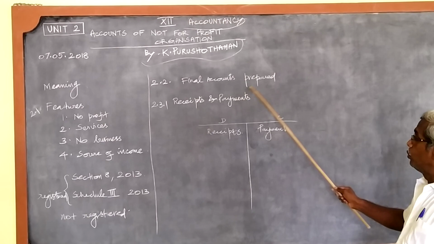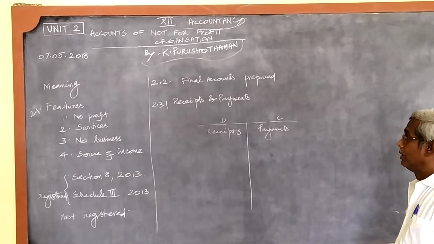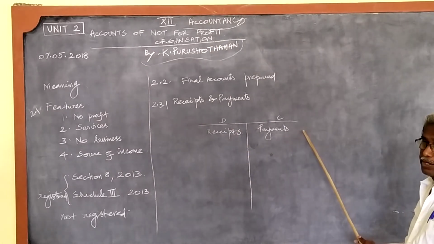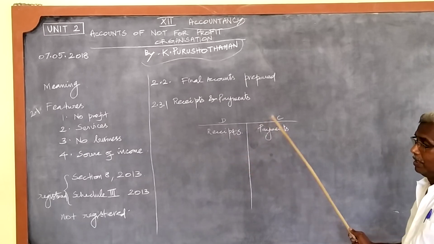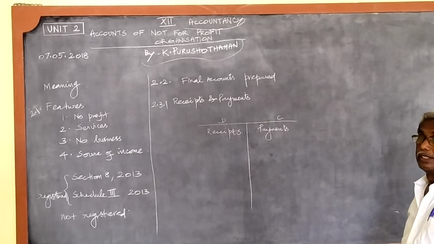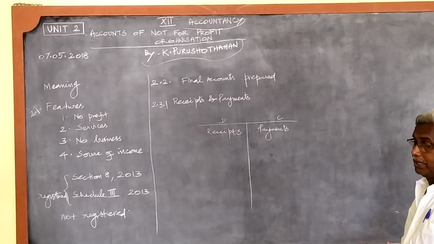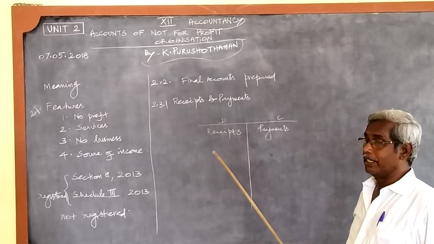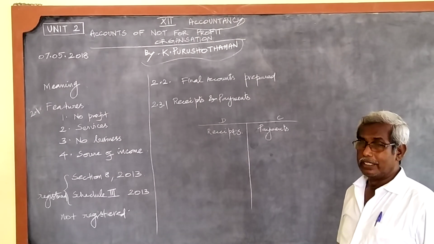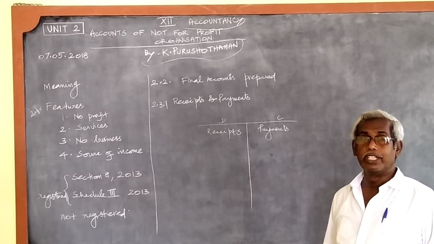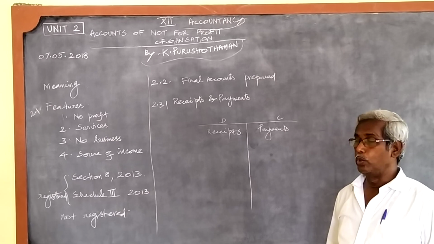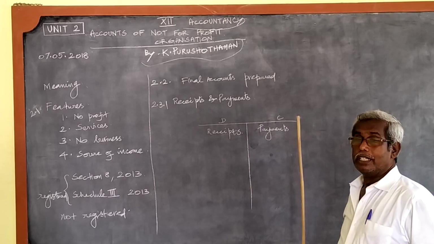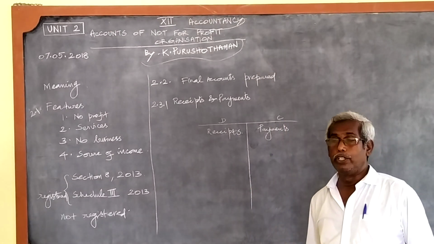And what are the items that would appear in the receipts and payments account? Cash received, receipts; cash paid, payments; all incomes, debit side; all expenses, credit side. This is the main thing you should bear in mind. And there is only one type of item that does not appear here: the non-cash items, depreciation, outstanding expenses, and accrued income. These items are not at all appearing in the receipts and payments account. We shall continue tomorrow.